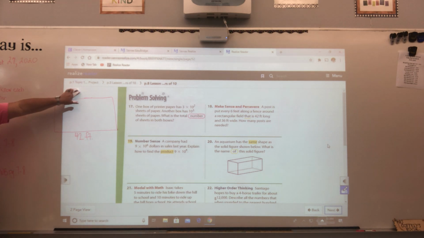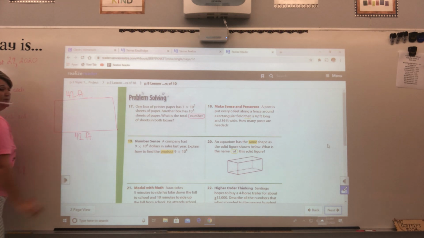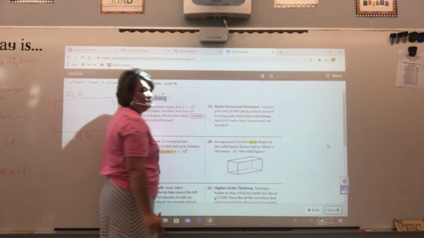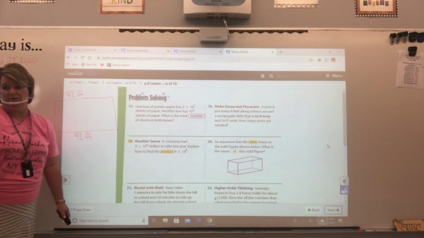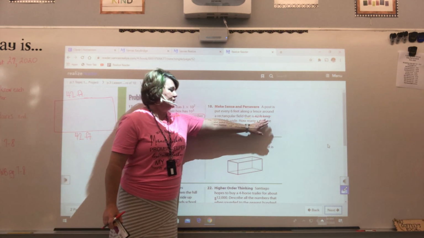Well, what should I put up here then? 42. Why would I put 42 up there? Because they're the same length. It's the exact same length. So if it's 42 on the bottom, it's 42 on the top. Now come over in your problem and mark that out. We took care of that information. We don't need that anymore. It was 42 foot long.